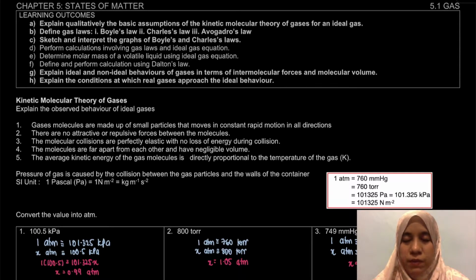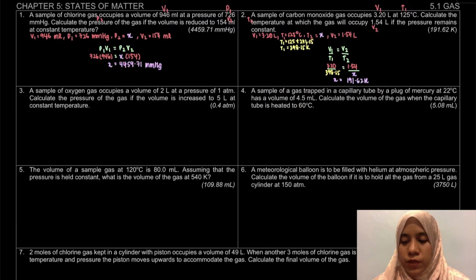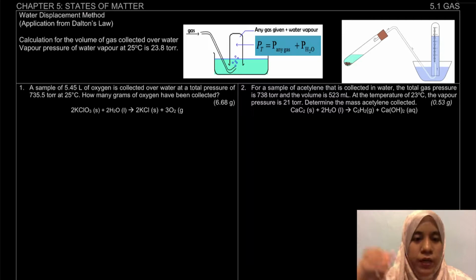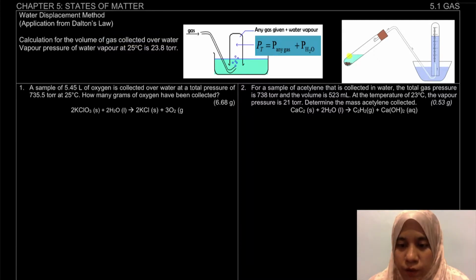Okay, displacement method ni is actually an application of our Dalton's law. So on your notes, let's look on page 11. The water displacement method is usually used for the calculation for the volume of gas collected over water. For example, contohnya dekat sini, we have our solid, and then in our test tube ni, we have our water.